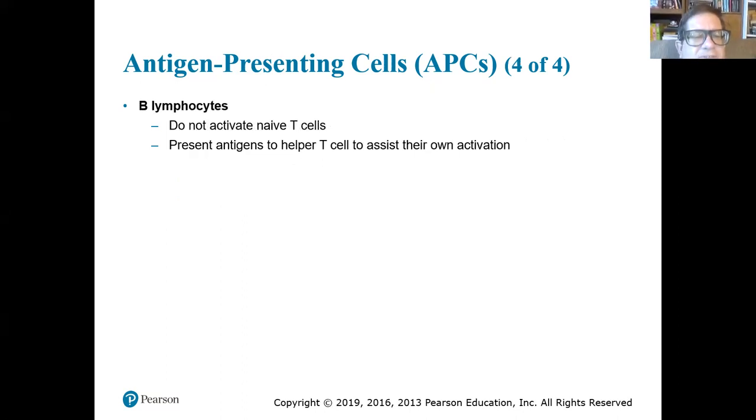So the B lymphocytes, they don't activate naive T cells. But they do present antigens to helper T cells. Remember I said those are like the generals. They will present antigens to helper T cells to assist in their own activation. Oh, really bad sentence. Horrible use of there.